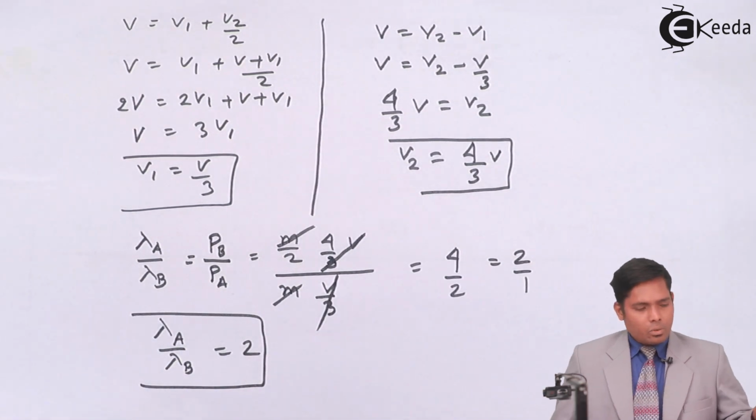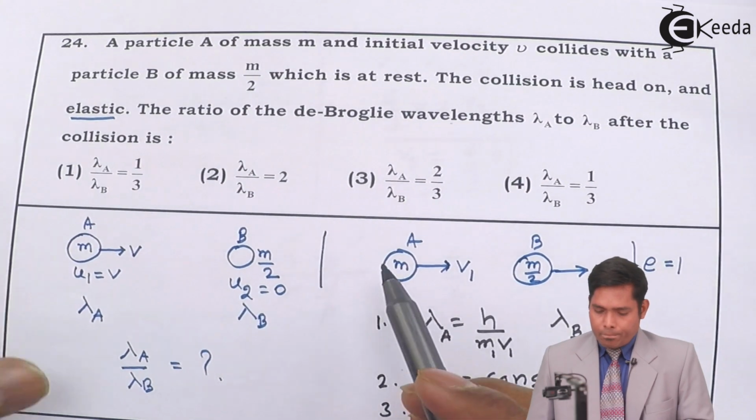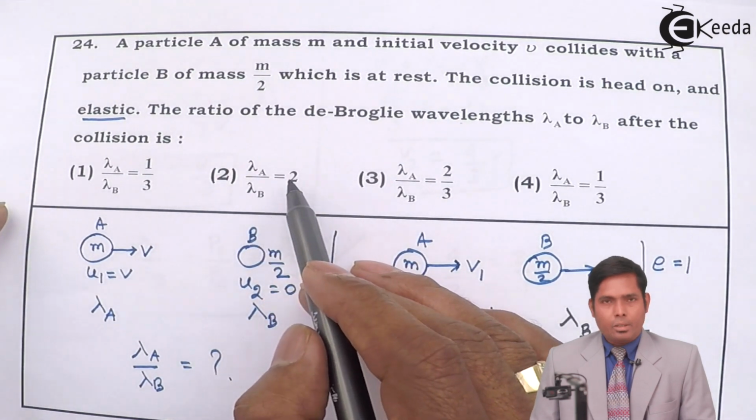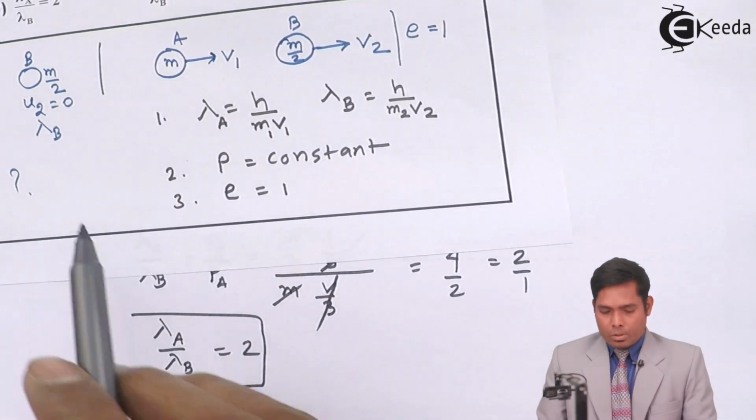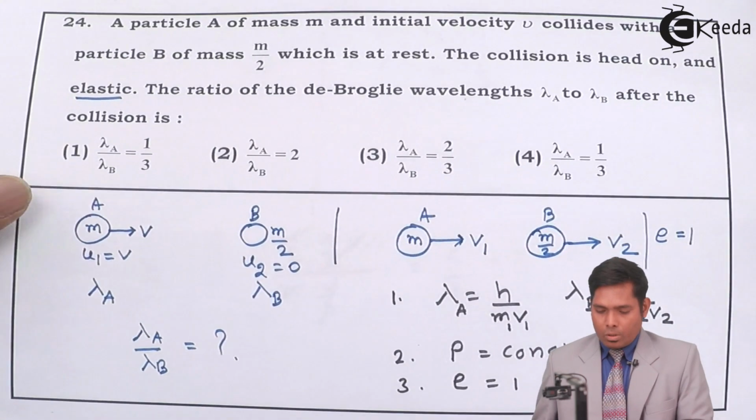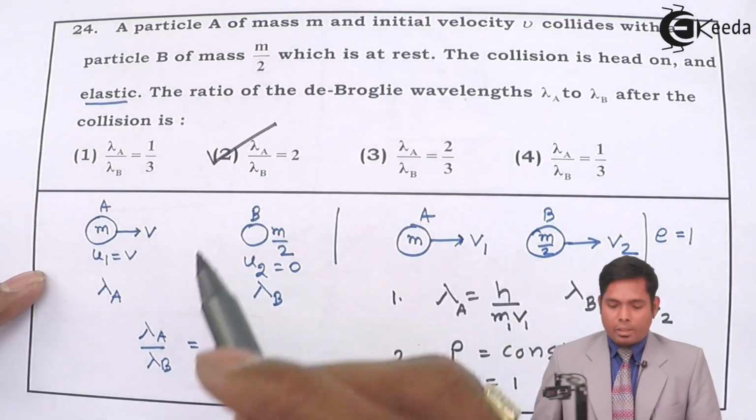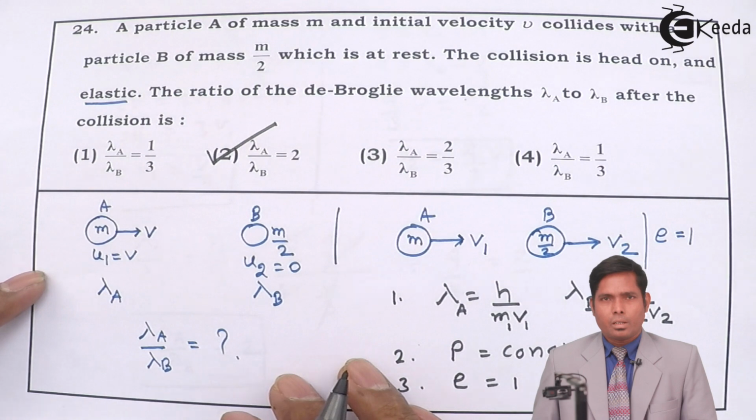If I see the question, lambda a by lambda b is 2, which is option number 2. So therefore this is the correct answer to this question. Okay, thank you.